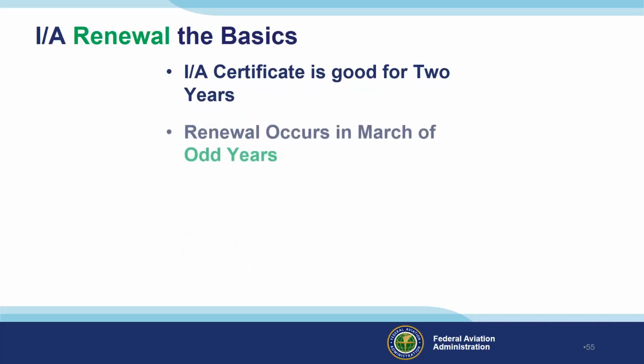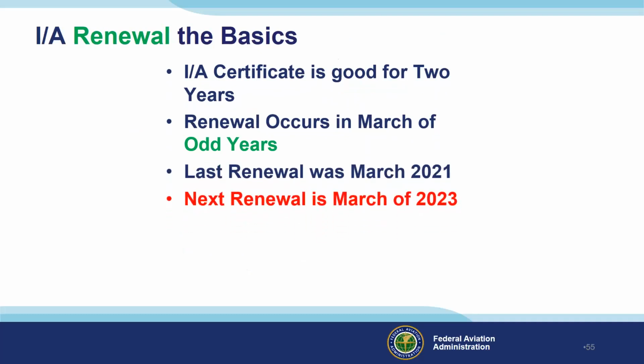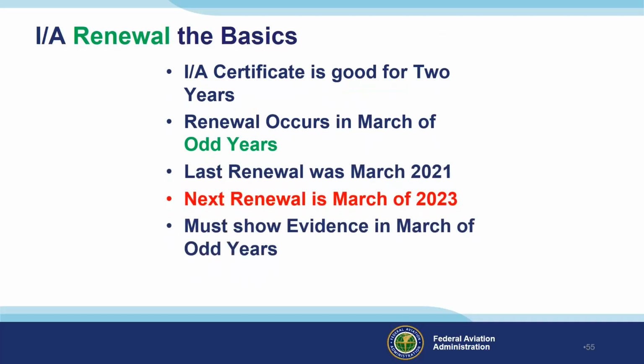So renewal, remember, it's good for 2 years. Renewal occurs in March of odd years. So that's coming up this coming March. And you're going to have to show evidence in March that you met the renewal criteria.